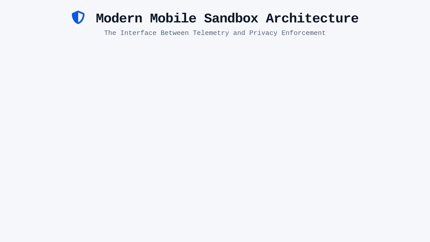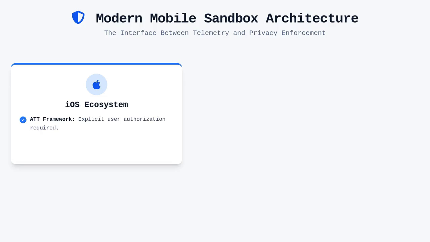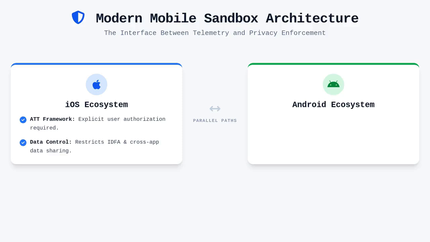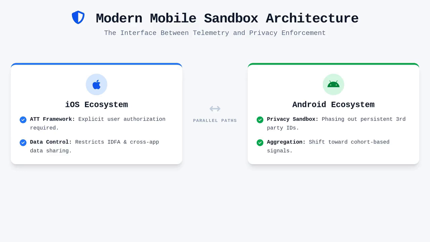Modern mobile ecosystems operate under a strict sandbox architecture that fundamentally dictates how data is accessed and shared. On iOS, the App Tracking Transparency framework requires explicit user authorization before an application can access the advertising identifier or share data across other companies' apps and websites. Android takes a similar approach through the Privacy Sandbox, which aims to phase out persistent third-party tracking identifiers in favor of aggregated and cohort-based signals.